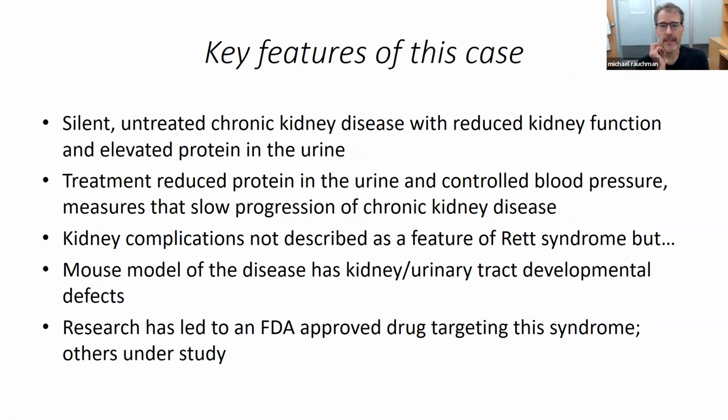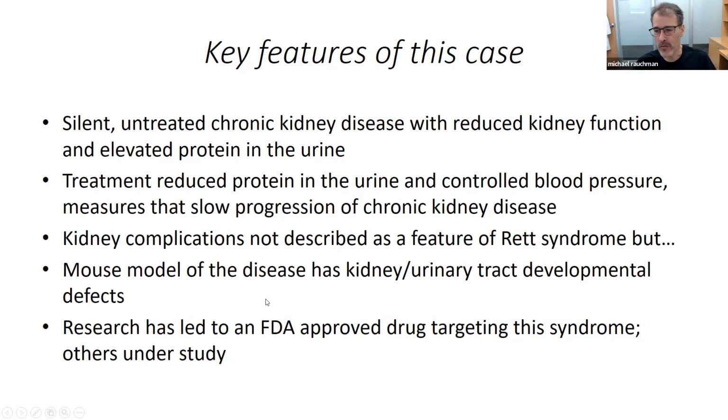So I think this case illustrates some really important points that I want to leave you with. The first one is that this kidney disease can be silent. Untreated kidney disease with reduced kidney function and elevated protein can just exist, as it did in this patient, for decades and go unnoticed until something else happens. There are some generic treatments that we have for chronic kidney disease that can help slow the progression, that reduce the protein in the urine and control the blood pressure.